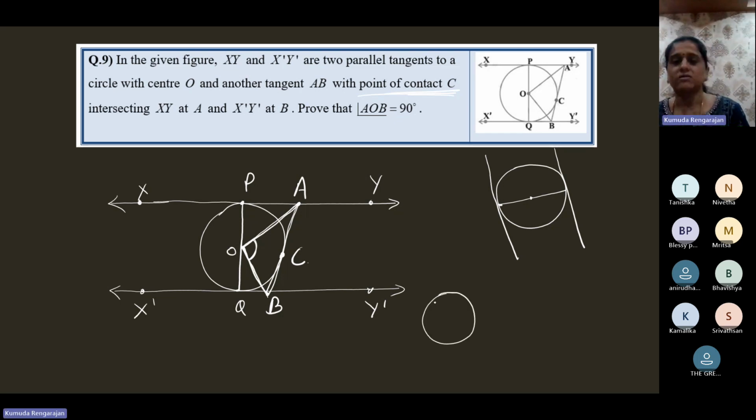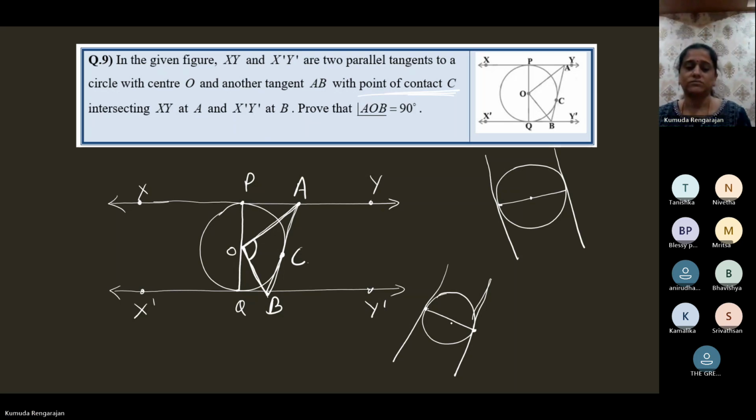In a circle, you can draw two parallel tangents only at the ends of a diameter. You can draw tangents anywhere, but if you want two parallel tangents, they are only at the ends of a diameter. If you draw a tangent through each end of a diameter, then these two tangents will be parallel to each other.